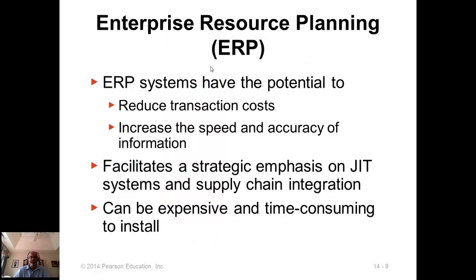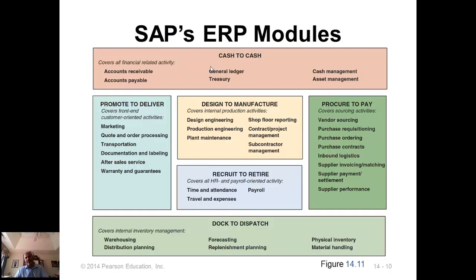Because the ERP system automates and includes everything in it, it improves consistency of data and consistency of information. The initial cost is expensive, and it's time consuming to install the system. It's complex, but once it is done, the benefits that you can derive are enormous. SAP is a software that offers an ERP system, and here is the schema for the SAP system.